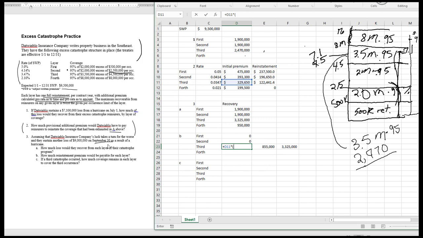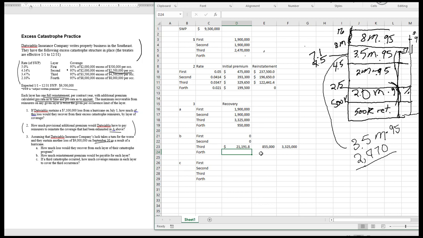So the time was September 30th, which means that it was at the end of the 9th month of the year. We have 3 months left. 3 out of 12 is 1/4, or 25%. So we'll just multiply this by 0.25. And then we'll multiply it by the percentage of the layer we need to reinstate, which is simply our 855, which is the remaining portion of the available layer, divided by 325, which is the total amount available in the layer.